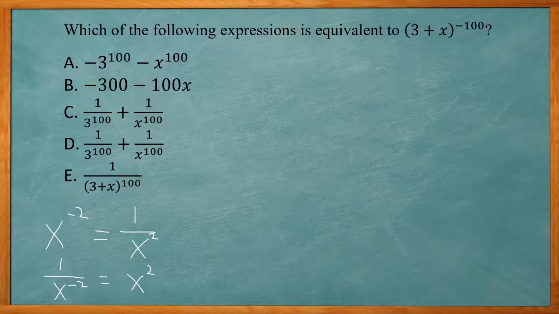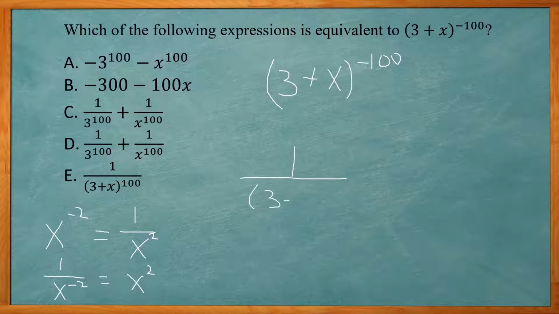So in this one we have a negative exponent. We've got 3 plus x raised to negative 100. So following the rule, we want a positive exponent, so this can move down to the denominator. That's 3 plus x raised to the positive 100 power. And our answer choice would be E.